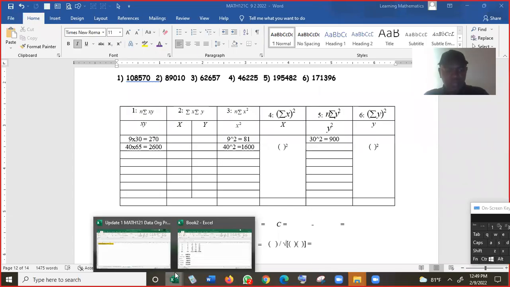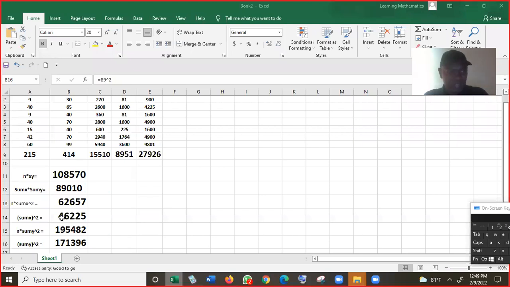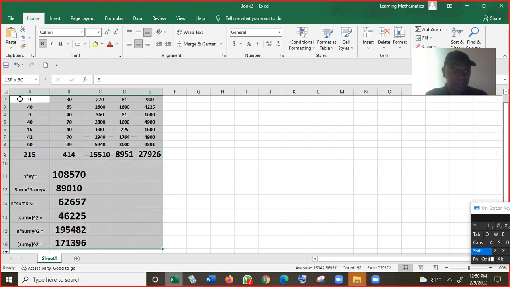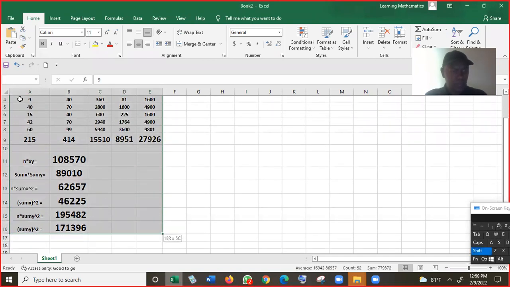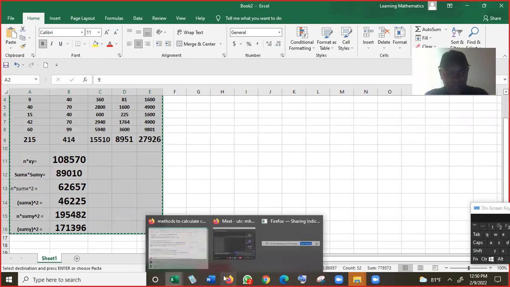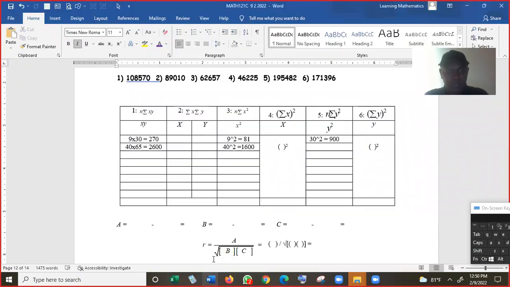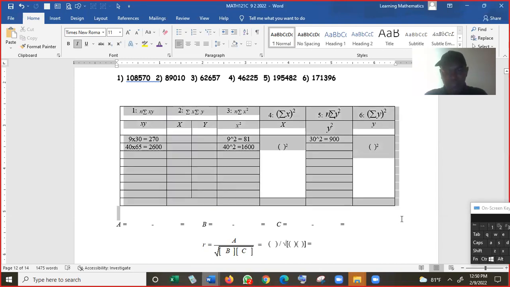So now we have calculated the 6 numbers. Here they are. Okay, so all we need to do is to highlight this area there, highlight all of this, Control C. This table, we're going to replace it with a brand new table.